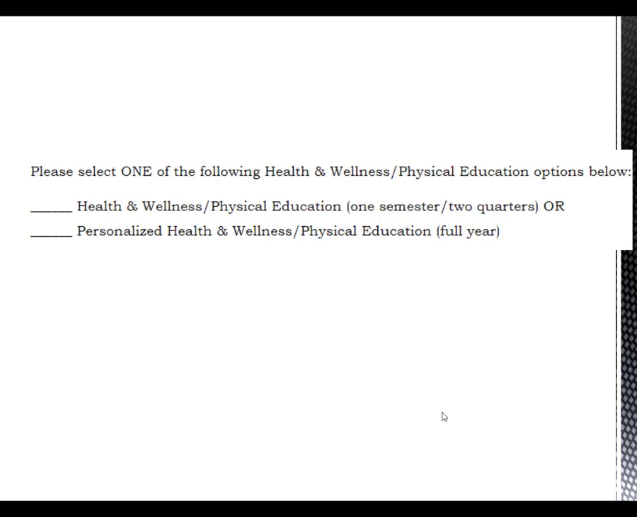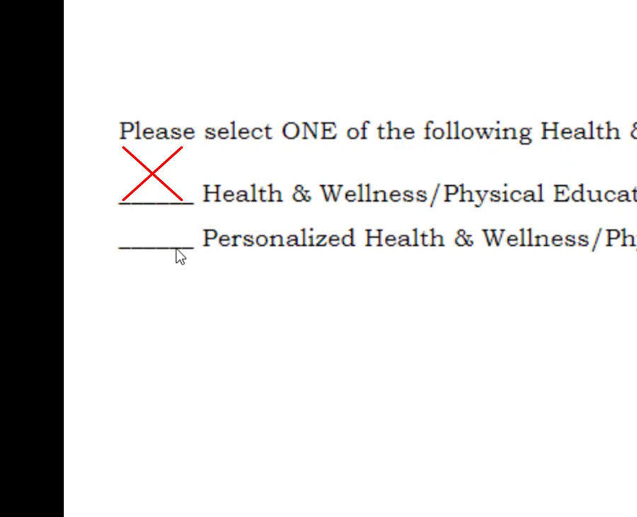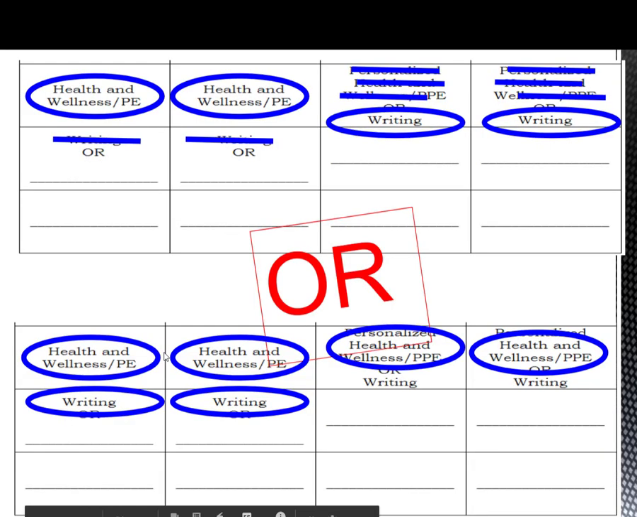If you take personalized health and wellness and PE, you need to make sure that you are committing to it for the full year, because we do not allow students to drop this after the first semester or after quarter 3. So you need to make sure that if you're signing up for personalized, you're in it for the more intense workouts, the more hands-on projects, and you're going to do it for the entire year. Once you make that decision, put an X either here or for personalized.